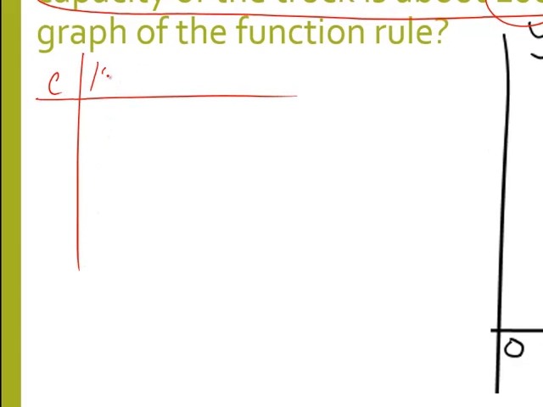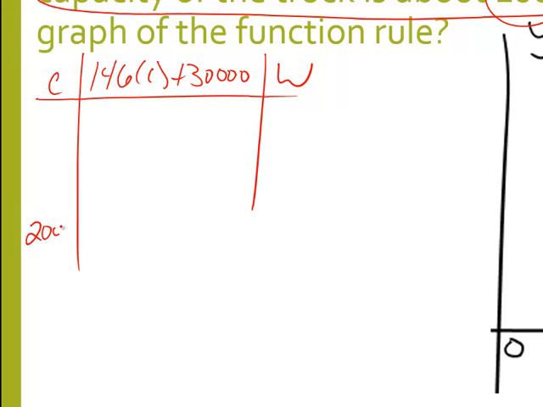So if we create our table, we have our input, which is C, and we have our work, which is 146 times C plus 30,000, and then our output, W. Our max input for our equation is going to have to be 200. We can't go over that because it says the capacity of the truck is 200.